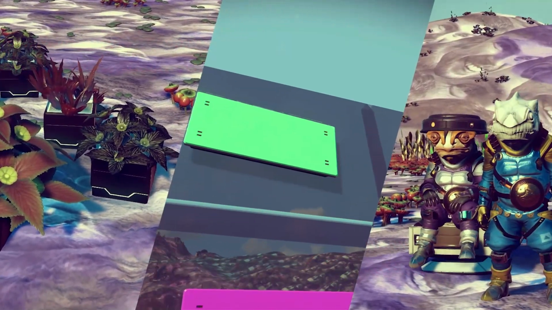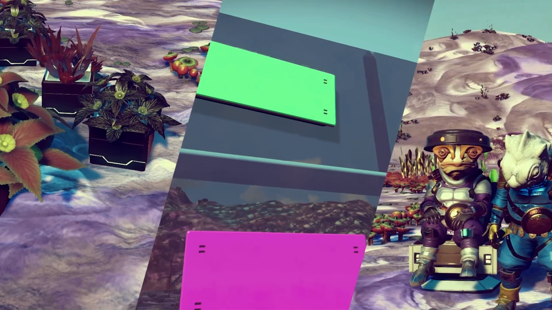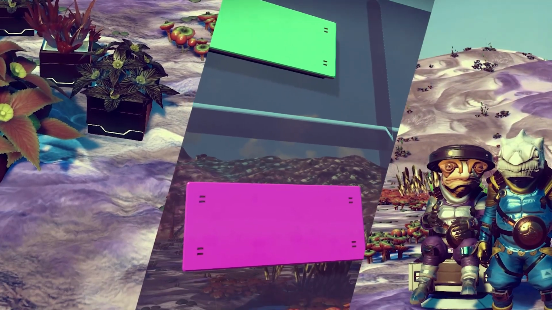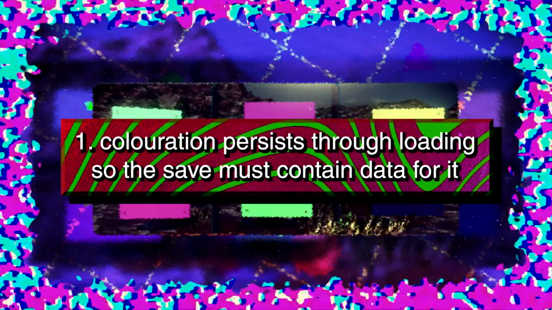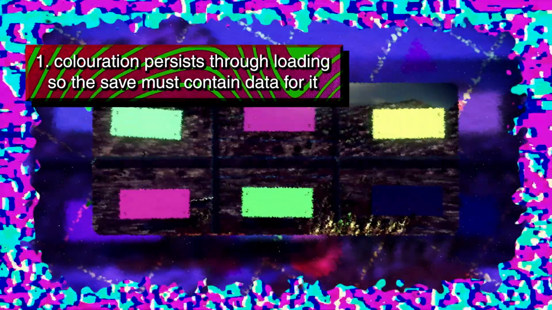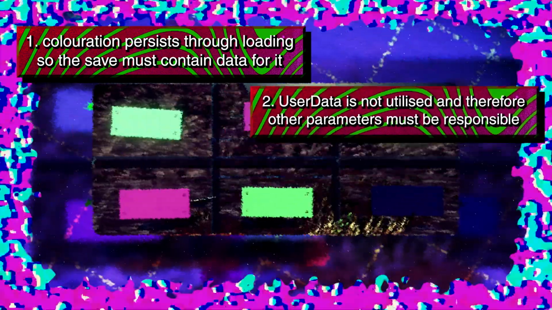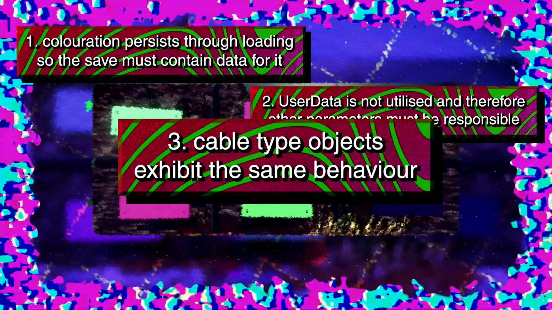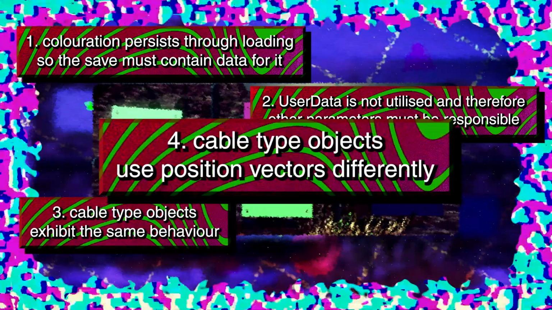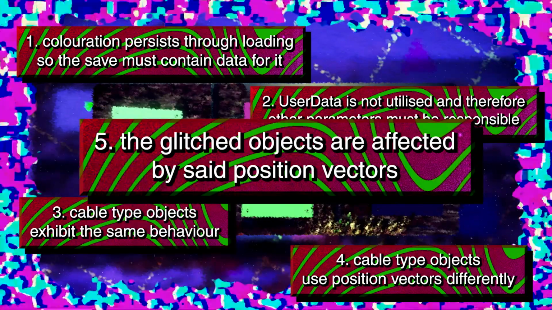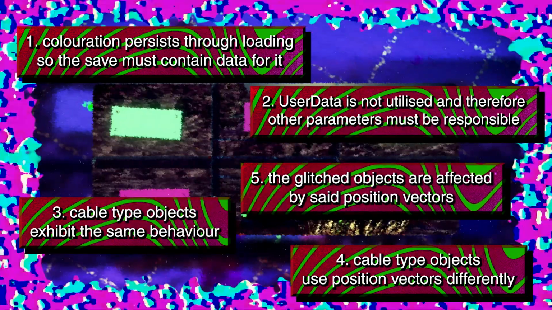Note that we cannot confirm if either mechanic is used in this specific situation, so only take this as a reference. But if we relate this back to the observation that coloration persists through loading, the save must contain data for it, user data is not utilized and therefore other parameters must be responsible. Cable type objects exhibit the same behavior. Cable type objects use position factors differently, and the glitch objects are affected by set position factors. We can establish that their coordinates and direction factors are directly involved in this exploit, either to activate it, to determine its color, both, and more.